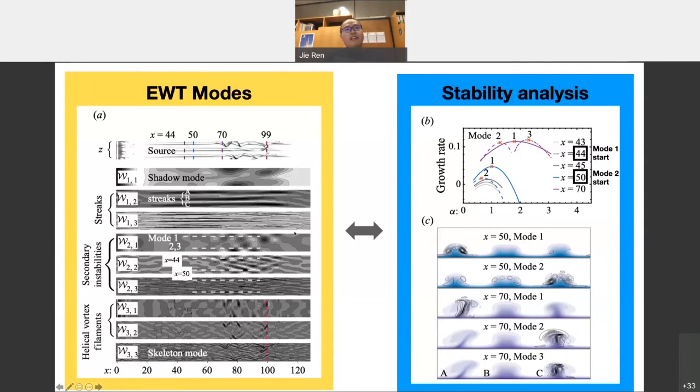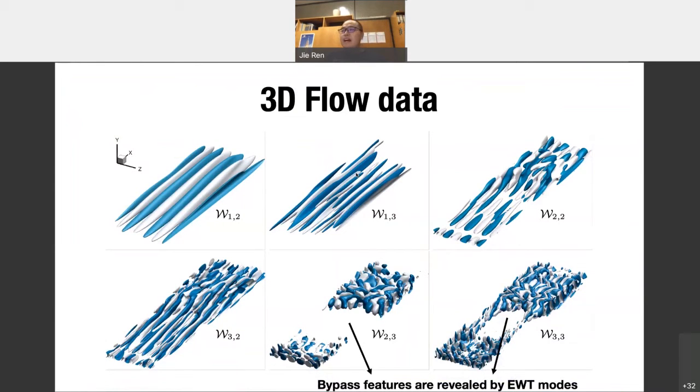So to compare, if we look at the EWT modes, we can recognize mode 1 and mode 2 from EWT modes 2.1, 2.2, and 2.3. From these 3 modes, we recognize that mode 1 becomes unstable at x equals 44, and modes 2 and 3 from 50. So that actually matches very well with the stability analysis. That is to say, even just from flow visualizations, we can extract some useful information from these EWT modes.